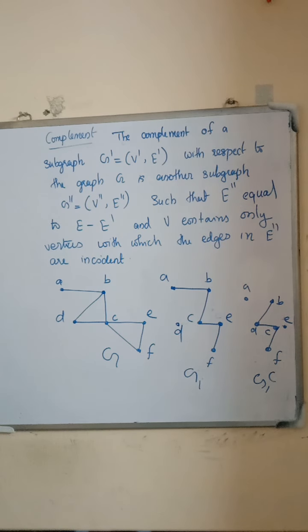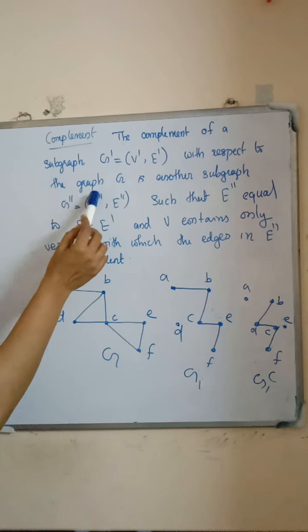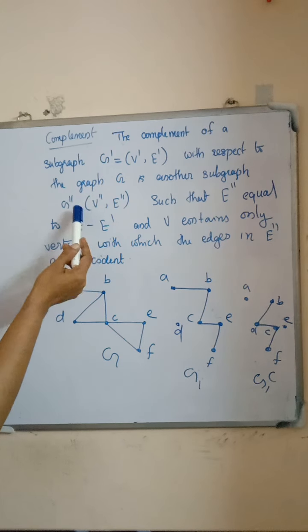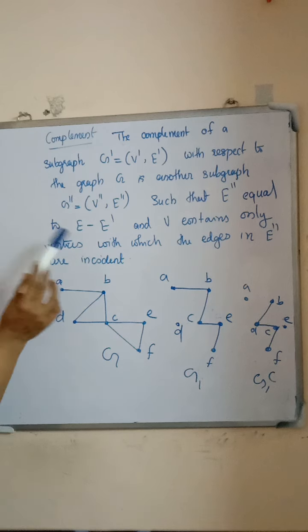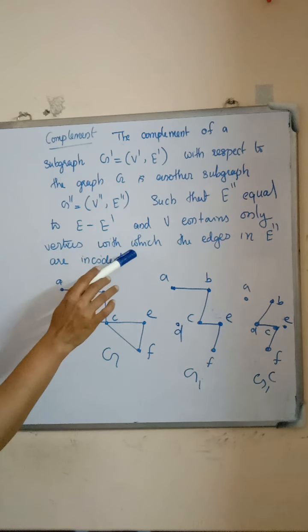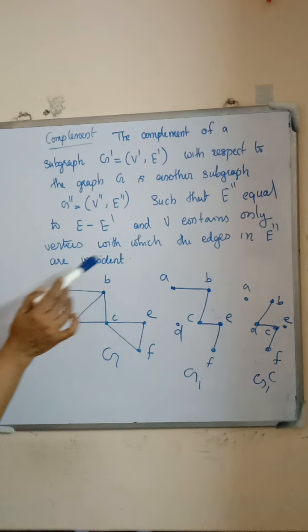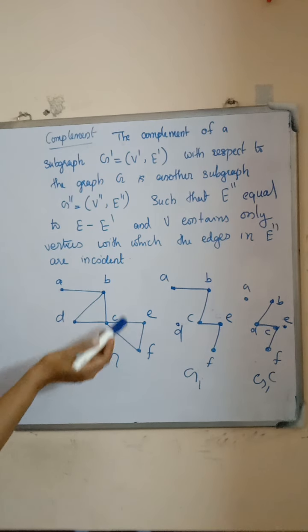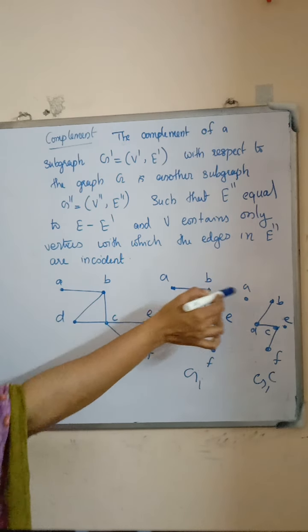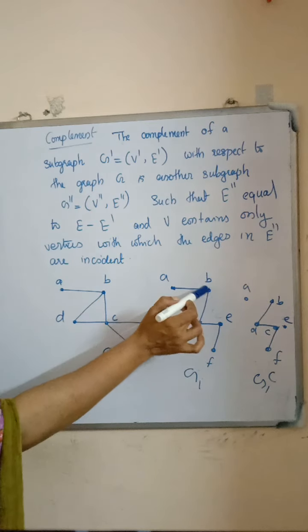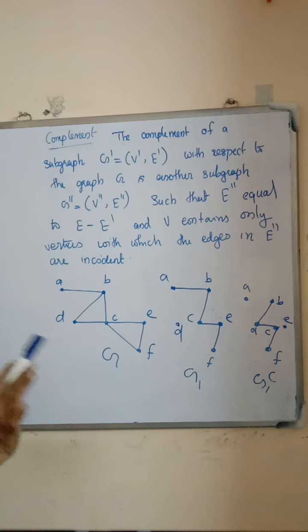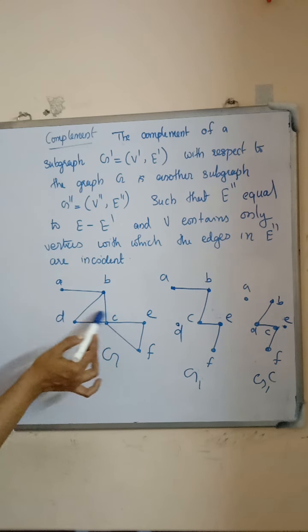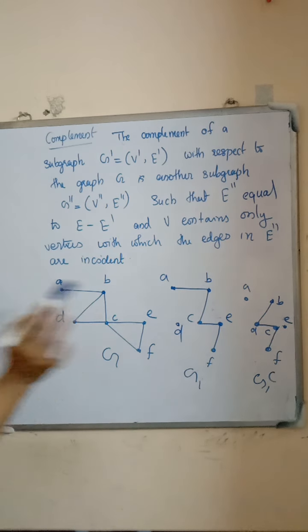By the definition, the complement of a subgraph with respect to the graph G is another subgraph G'' such that E'' is equal to E minus E', the difference of E and E', and V'' contains only the vertices with which the edges in E'' are incident. Here A and B are adjacent, so in the complement A and B are not adjacent. B and C are adjacent here, so in the complement B and C are not adjacent, and so on. G1 and G1 complement are both subgraphs of G.